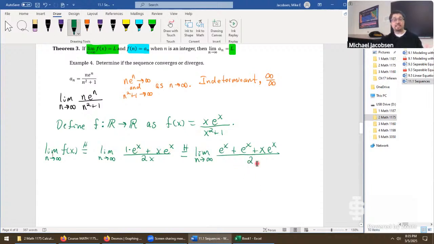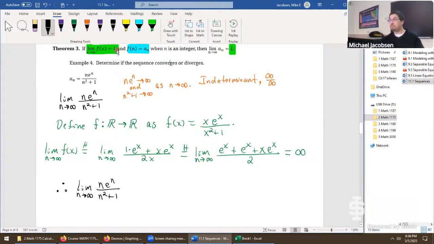At this point, it is determinate. We lost the indeterminate form, infinity over infinity. Numerator is going to grow without bound exceedingly rapidly. It's a combination of exponential functions. Denominator is finite. So that means the whole thing is infinity as an output. Well, if that's the case, we can conclude through theorem 3. Therefore, limit as n goes to infinity, n e to the n squared plus 1.